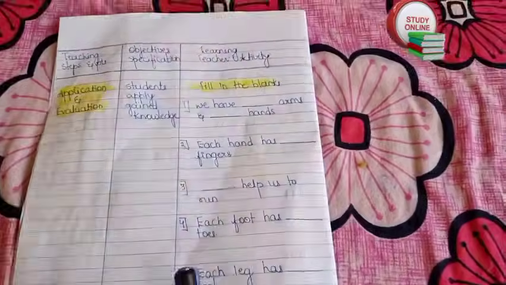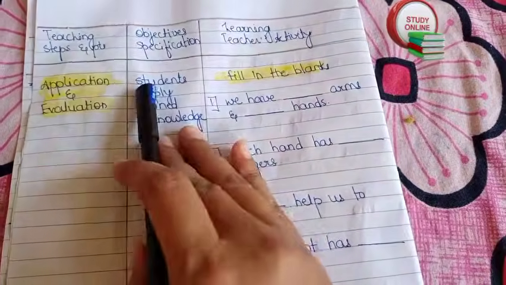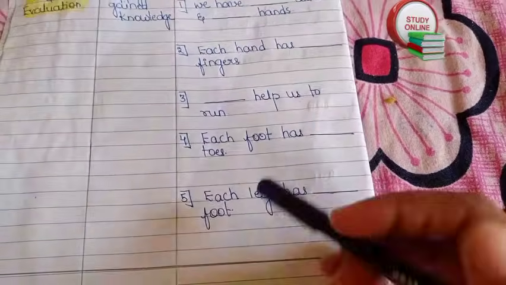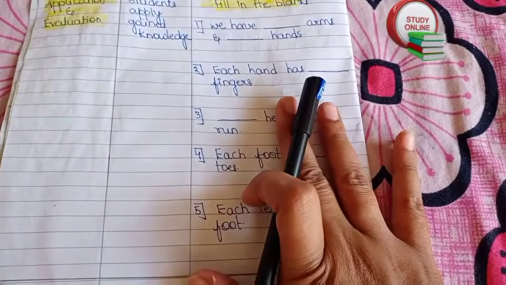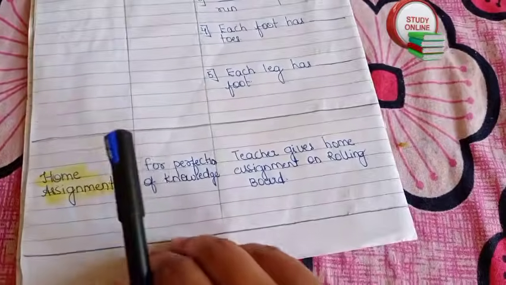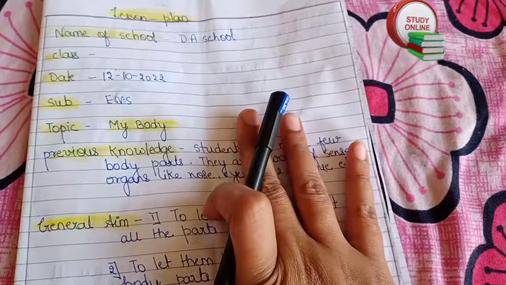Now the last page is our application and evaluation part. So for that, fill in the blanks you can see. I have given here 5 fill in the blanks. 5 fill in the blanks would be enough. Do not add more than that, okay. You can see here. Now home assignment. So for perfection of their knowledge, we also have to give a home assignment to students, okay.